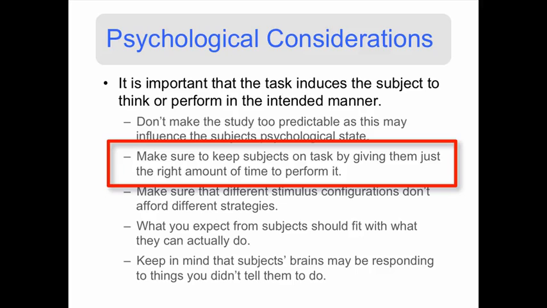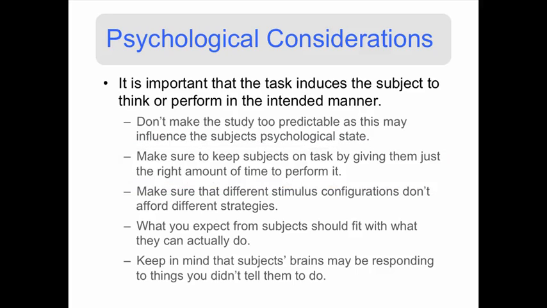Second thing is we need to make sure to keep subjects on task by giving them just about the right amount of time to perform the task. For example, if we have the famous versus non-famous faces type of task, people recognize images of famous faces very, very quickly. If you give them too much time to think, your mind might start wandering and you start thinking about other things, and you're getting away from what the task is, which is to see whether or not you recognize the picture, yes or no.